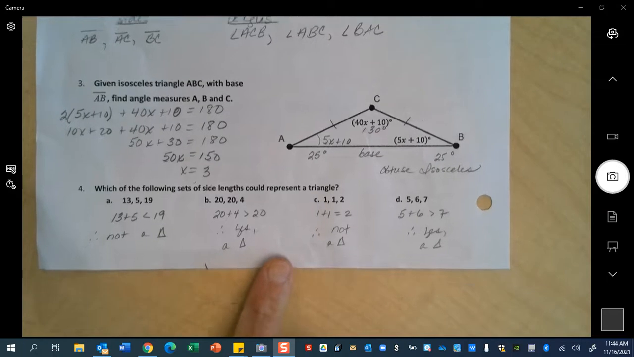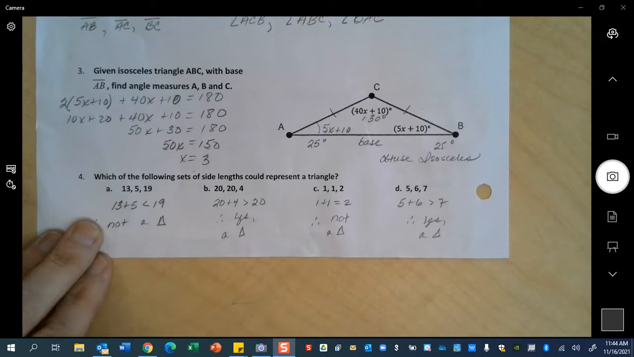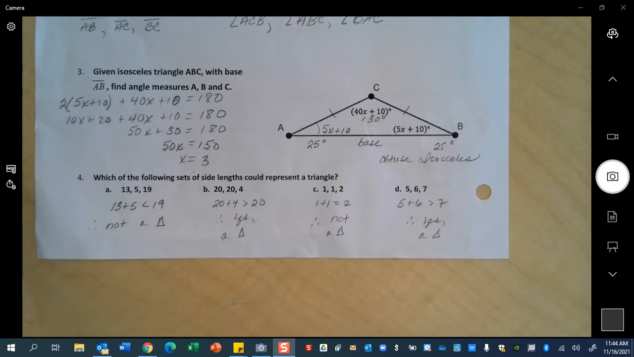Real quickly down here at the bottom, 13 plus 5 is 18. That's not long enough to be a triangle. 20 and 4 is fine. 1, 1, and 2, not okay. It's not a triangle. 5, 6, 7, that is a triangle. Sound okay?